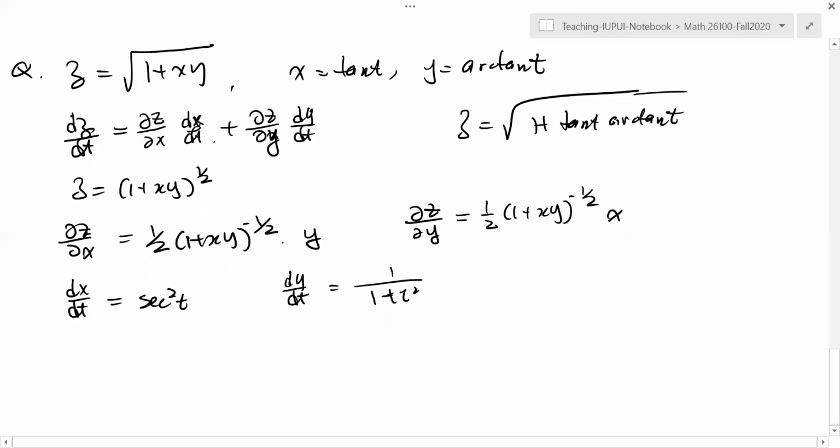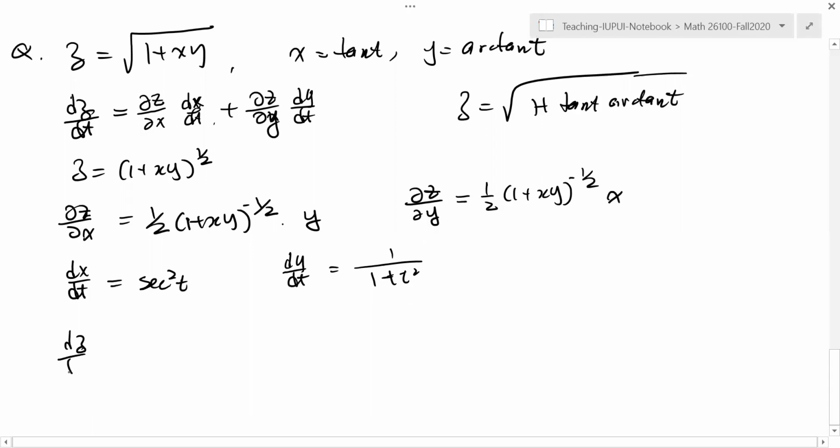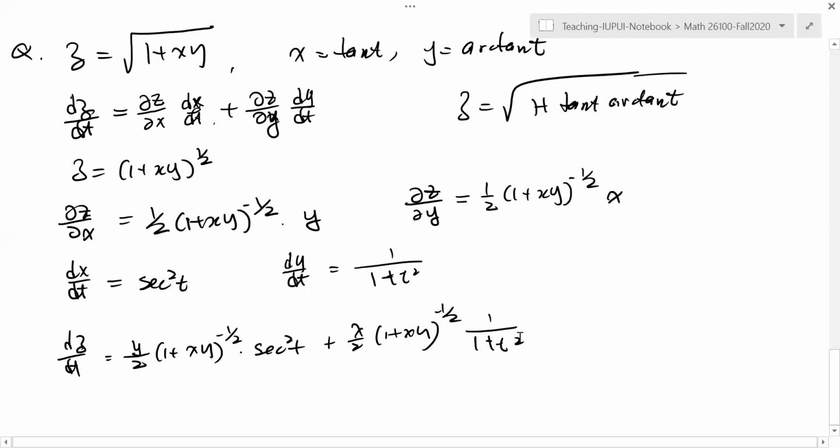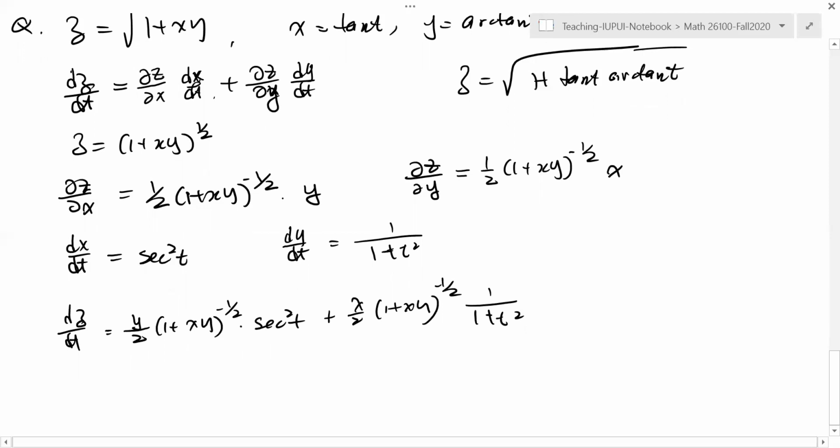You write down all the required derivatives for the above expression. Then for your conclusion, you just write here half of y, negative 1/2, and here secant square t, plus half of x, (1 plus xy) to the negative 1/2, and 1 over 1 plus t squared. I think that's good enough. You can say where x is tangent t, y equals arctangent t. If you cannot simplify, there's no need to put tangent t and arctangent t into the expression. That's clear enough to me. Sometimes you do need to replace x and y. This is not a good problem.